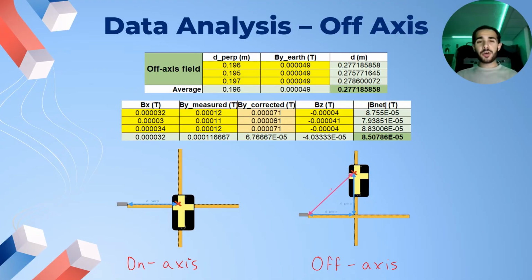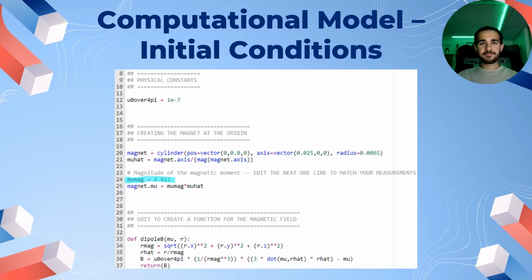Our next scenario is the off-axis magnetic field. This procedure is similar to what we did for on-axis, except now we have to move the magnetometer up and perpendicular to the direction of the axis. The results for the x, y, and z components of the magnetic fields at a perpendicular distance of 0.196 meters is given in the table.